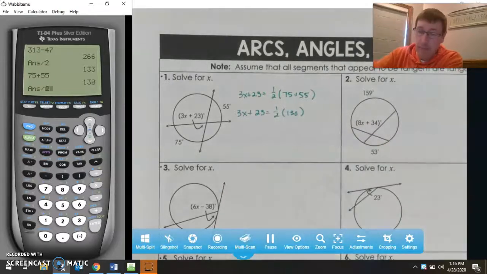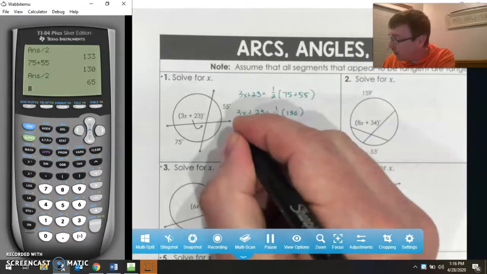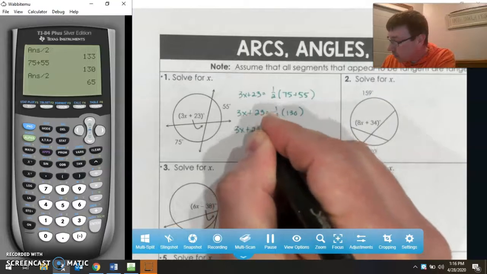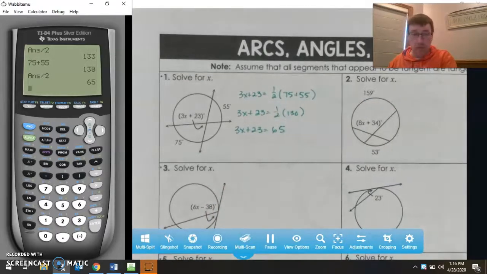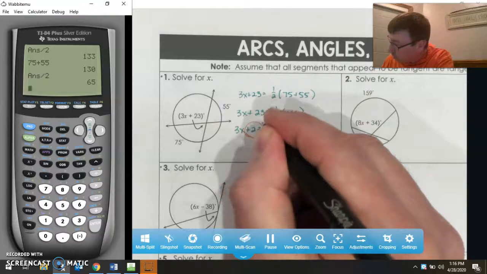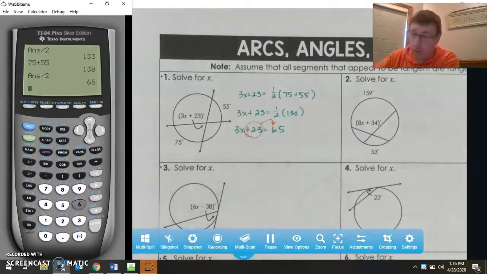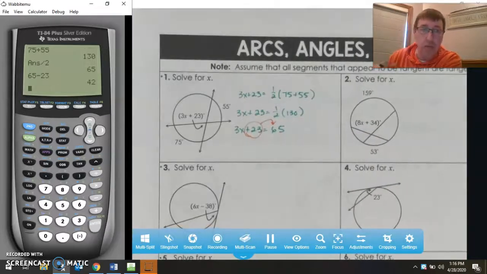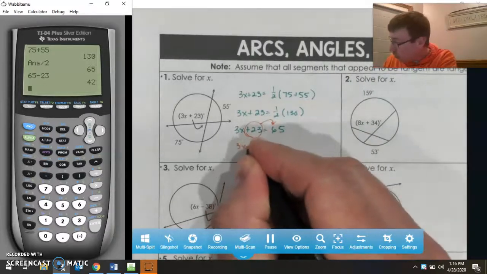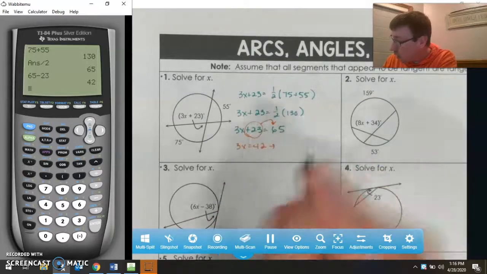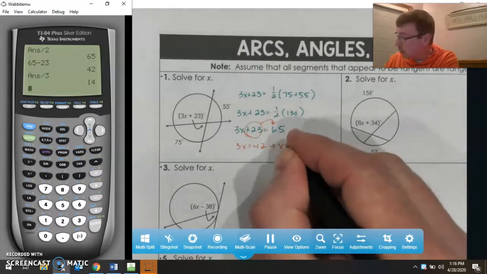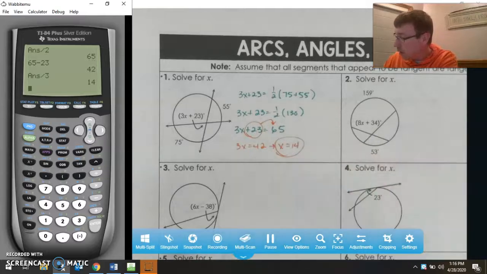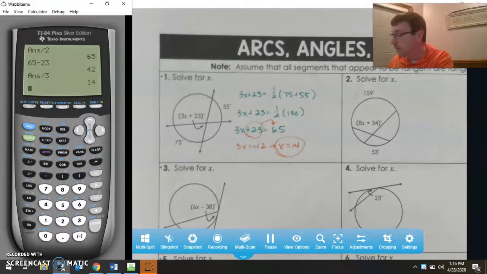I'm going to divide that by 2, so it's going to be 65. So 3x plus 23 equals 65. I'm going to do a little bit of math here. I'm going to subtract 23 by bringing it over here. So 65 minus 23 is 42. 42 divided by 3 is 14. That's how you'd solve that one there.